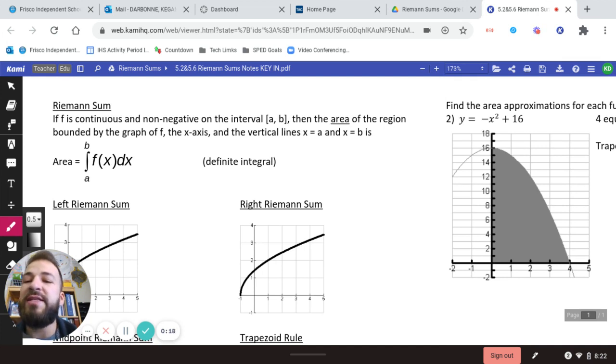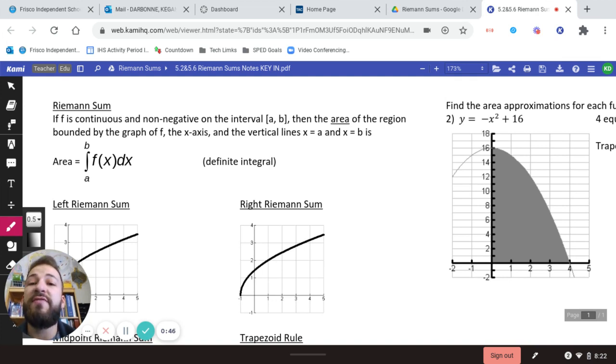So if f is continuous and non-negative on the interval a to b, then the area of the region bounded by the graph of f, the x-axis, and the vertical lines x equals a and x equals b is represented by what we call a definite integral. That little swirly s with the a and the b on top, that is your integral sign. And then f of x dx is just the function we're actually integrating over. So integrals have to do with areas of regions.